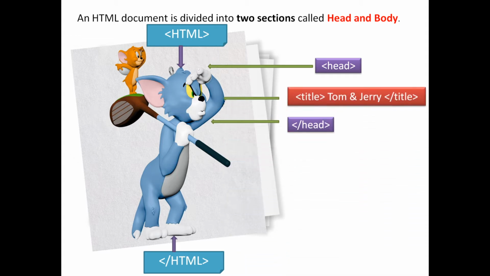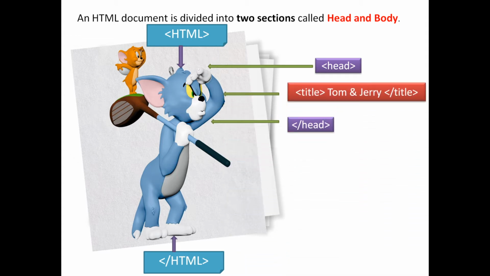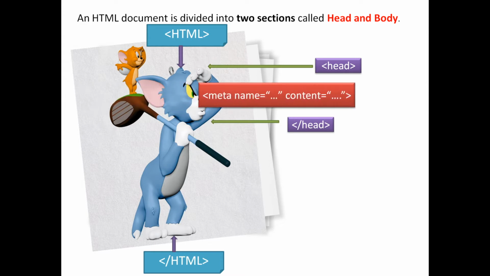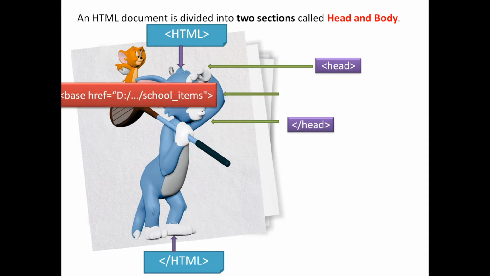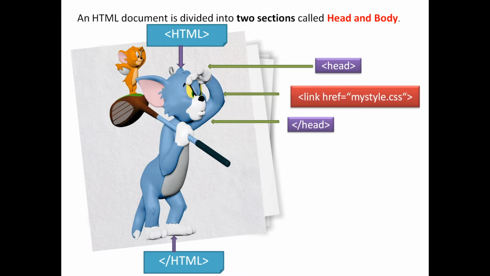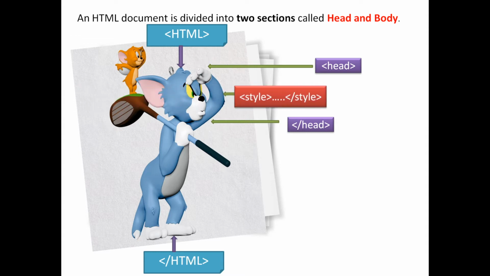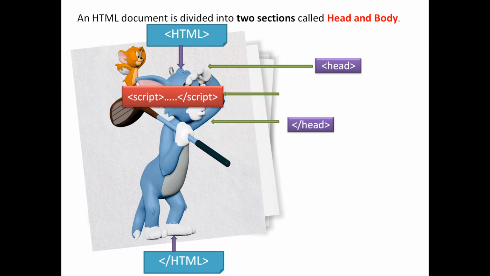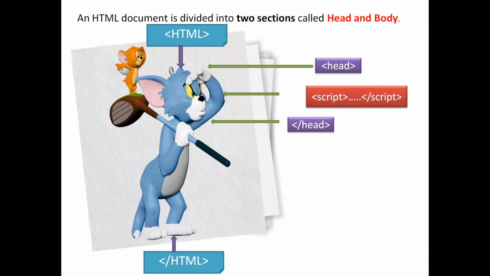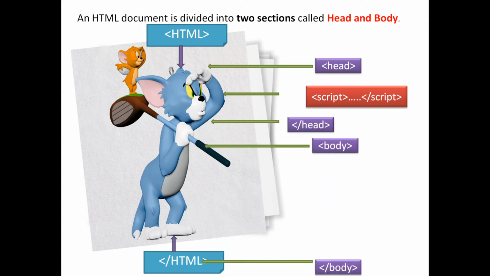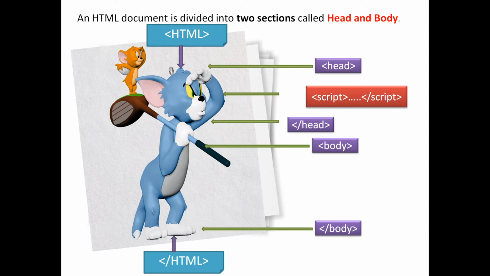We are already familiar with a common element of the head section, that is the title element. In this video lecture, we will cover additional elements that go inside this head section, that is meta tag, base tag, link tag, style tag, and lastly script tag. We will discuss the head section only in this video lecture, and I will cover the body section in the next video lecture. Let's move to the head section.